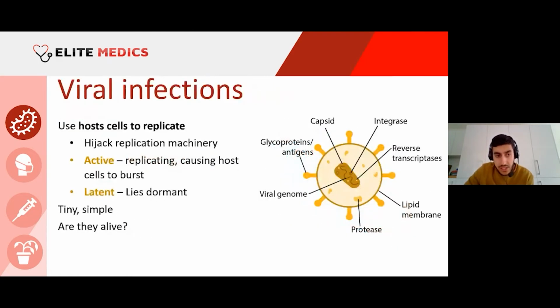Viral, so virus infections. COVID is a brilliant example of that. I think it comes up in the slide. Viruses are very different because they use host cells to replicate. They don't have their own machinery, and they're not physically able to replicate themselves. So what they do is they attack cells.